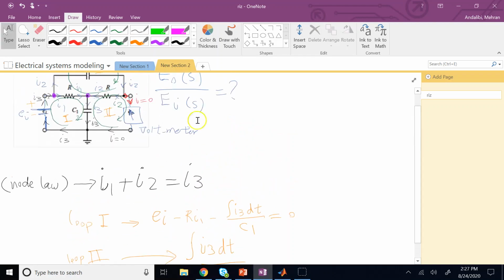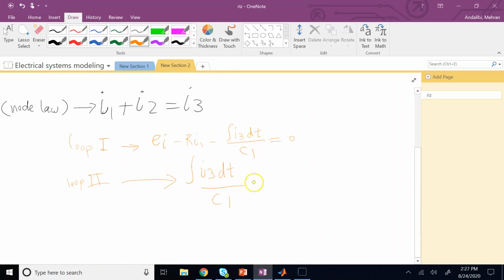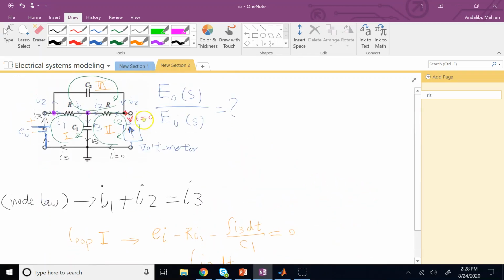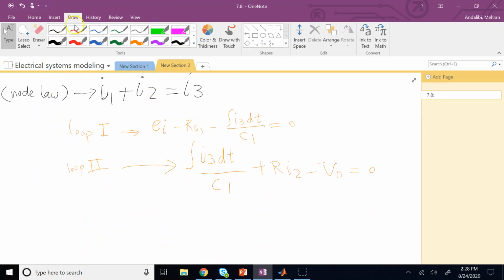And then you are passing this resistance in opposite of I2, so it is going to be positive Ri2. And then minus VO is equal to 0. And again, because this VO has its positive here and negative here, so you're going from positive to negative, so the voltage drops. Okay, so that's loop number 2.